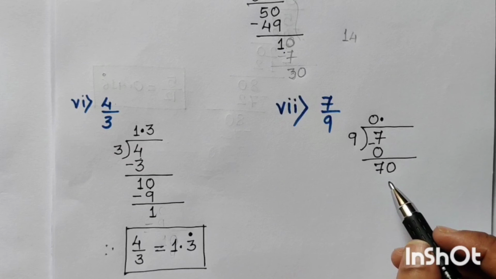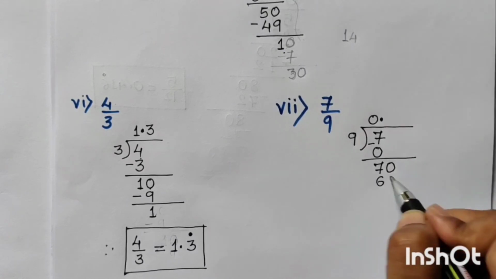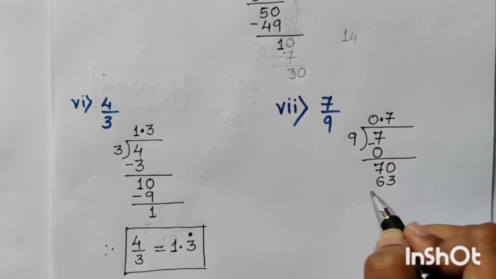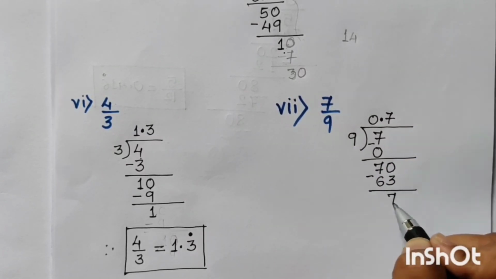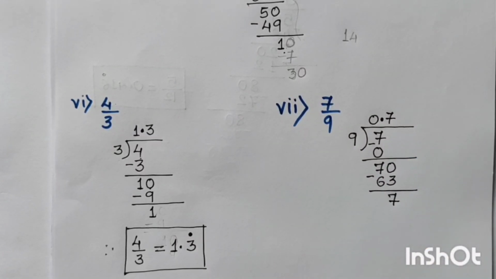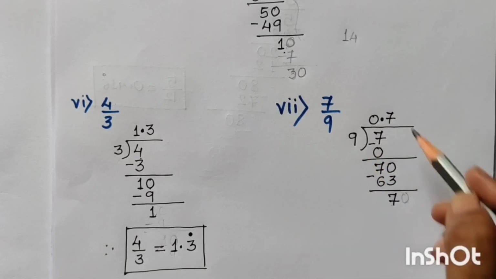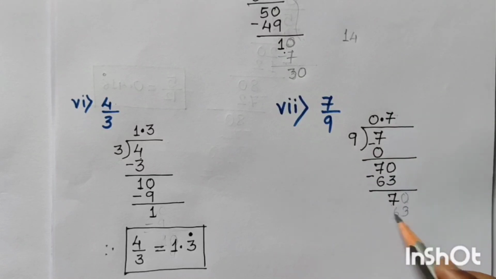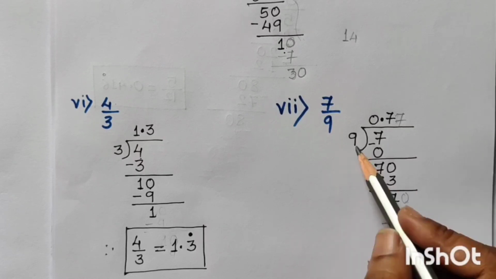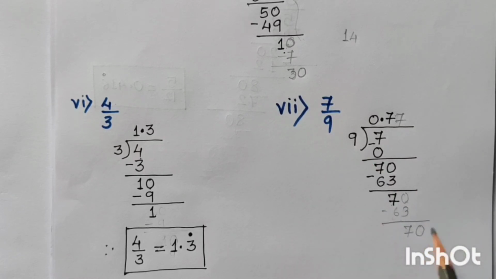Now divide. 9 sevens are 63. 70 minus 63, remainder is 7. Now see children, again what will happen if I put a 0 after this 7, I will be getting 70. Divide 70 by 9, we will be getting 9 sevens are 63. Again 70 minus 63, 7 will come. Again we have to put a 0. Again if you divide this 70 by 9, we will be getting 9 sevens are 63.